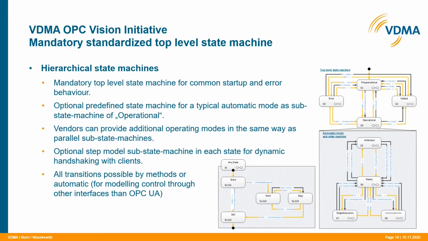In addition, each state can have an optional vision step model substate machine to handle complex dynamic synchronization with external systems. You may notice that there are double transitions between almost all states. Transitions caused by an OPC UA method call are shown in black. Automatic transitions caused by the system itself are in orange. Automatic transitions may occur, for example, due to a control input from another interface, reflecting the coexistence of traditional interfaces with OPC UA we mentioned in the conceptual model.